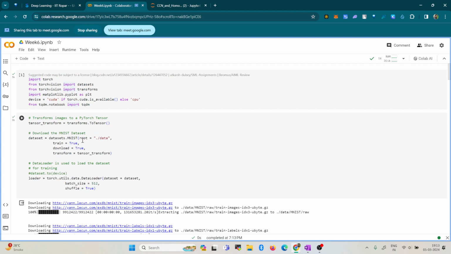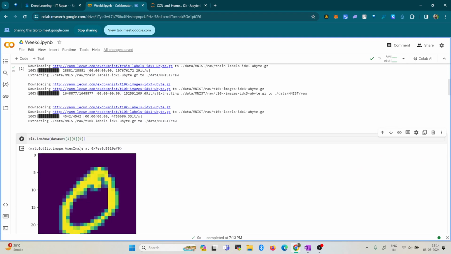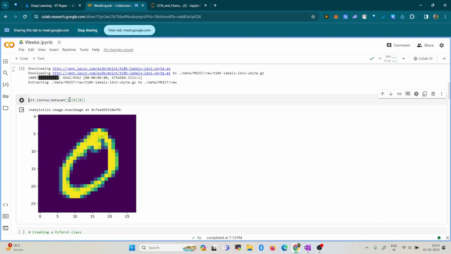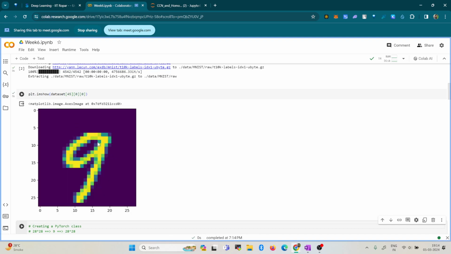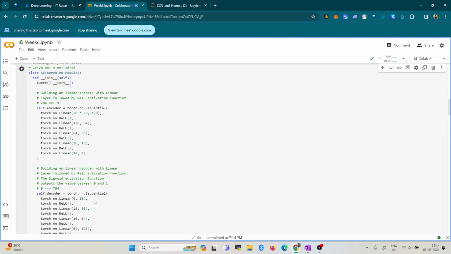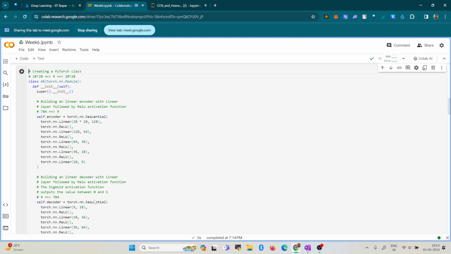So this is what has been done till now. I'm downloading my data and that data is getting saved as a dataset. Let's see how an image in this dataset looks. So I am outputting, let's say, the 45th image of this dataset. plt.imshow, that is image show, would output something like this. So this image is a 9 that I have outputted for you.